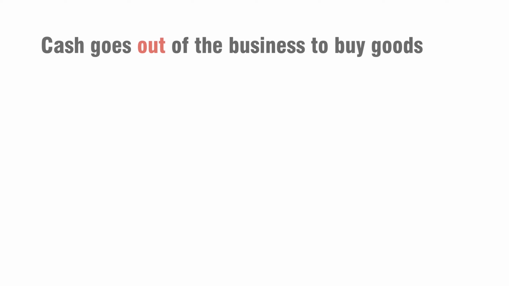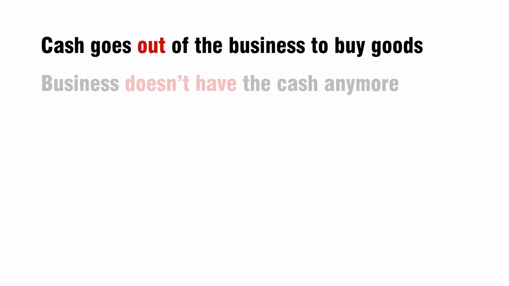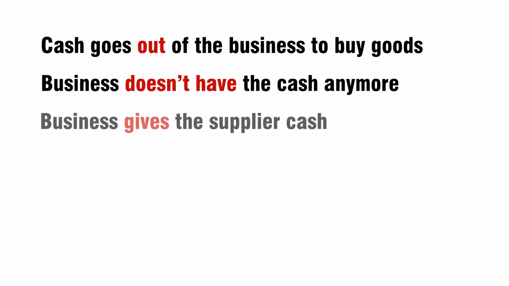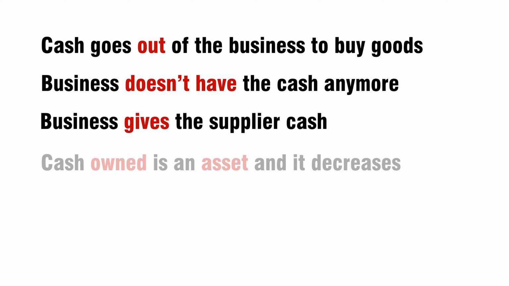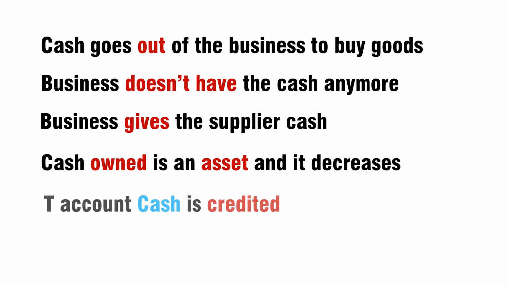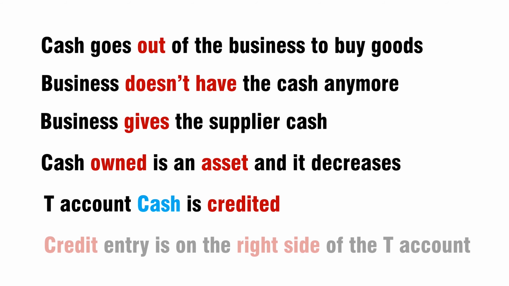Recording entry 2. Cash goes out of the business to buy goods. Business doesn't have the cash anymore. Business gives the supplier cash. Cash owned is an asset and it decreases. T account cash is credited. Credit entry is on the right side of the T account.